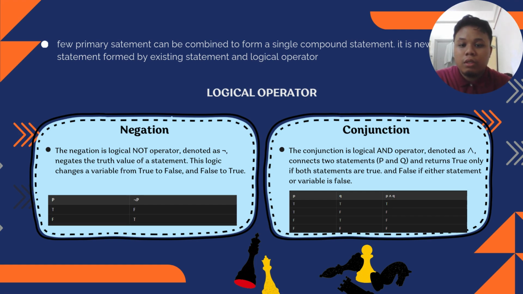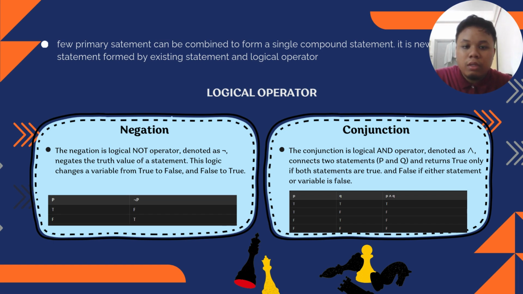And you can look at the slide. They provide P. P has true and false. When P is true, it changes to false. When P is false, it changes to true. And second, the logical operator is conjunction. The conjunction is the logical AND operator, denoted by the symbol you can see on the slide, connecting statements like P and Q, and returns true only if both statements are true, and false if either statement or variable is false.